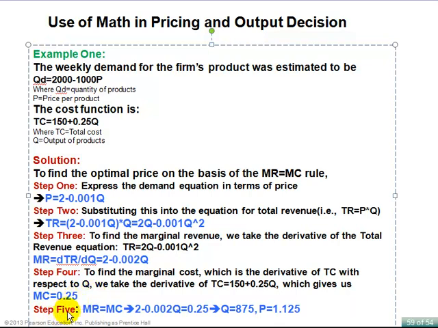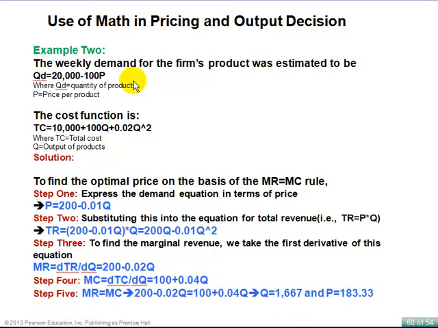Step 5. Let MR equal to MC. Then that is 2 minus 0.002 Q equal to 0.25. So we can solve for Q, which is 875. Substitute the 875 into this formula, price equal to 2 minus 0.001 Q, then we can get the price is 1.125.